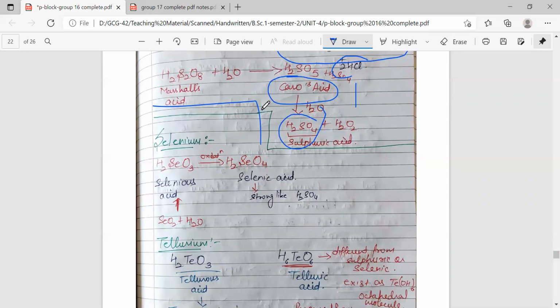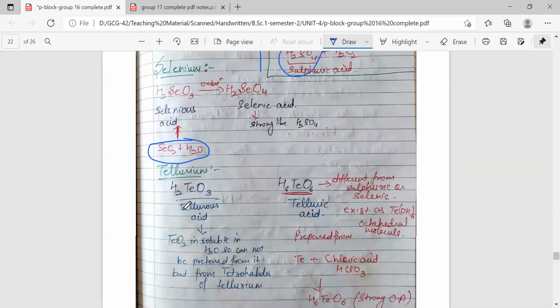Next we come to the oxo acids of selenium. Not much is there about the oxo acids of selenium or other higher elements, just a reference we can see. This is selenous acid, which upon oxidation will give us selenic acid, a strong acid just like H2SO4. Selenous acid can be prepared from the hydration of its anhydride.